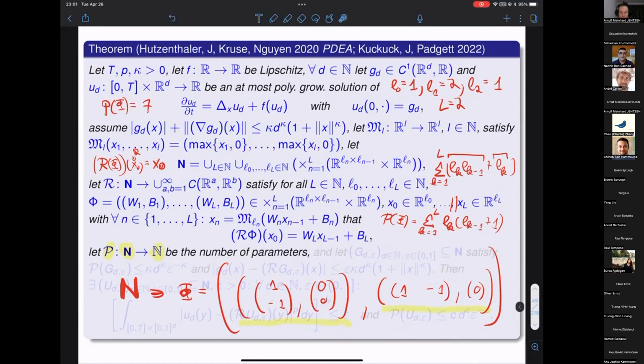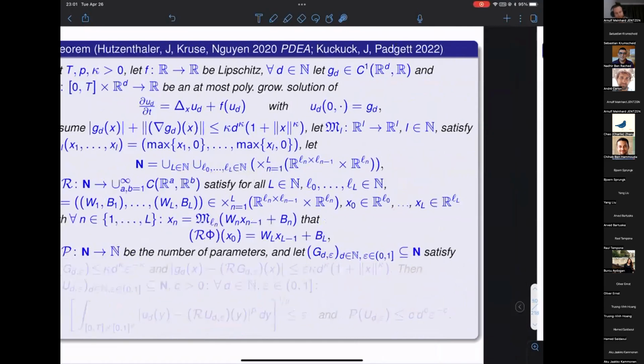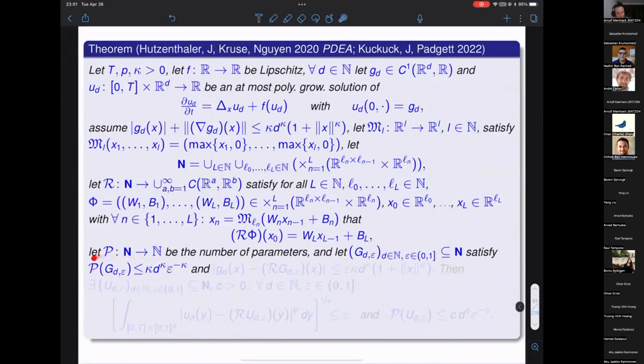Okay, and now we need one more assumption for stating the theorem, and that is that the initial conditions can be approximated by neural networks without the curse of dimensionality. That is formulated by this assumption. So there exists a family of neural networks g_{d,epsilon} indexed over the dimension d and the precision epsilon, such that for all dimensions d and for all epsilon, the number of parameters of these networks is smaller or equal than this constant kappa multiplied by d to the power of kappa multiplied by epsilon to the power of minus kappa. So it's a polynomial in the dimension and the inverse of the precision.